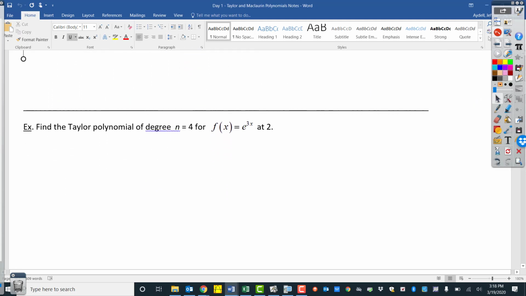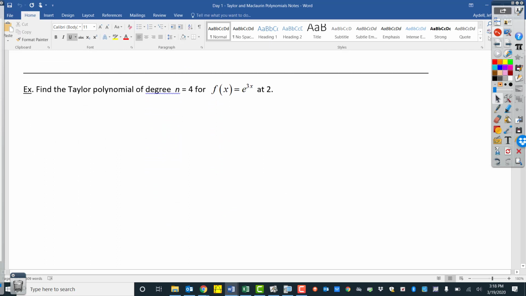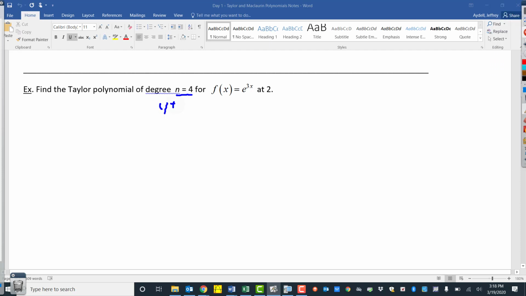This time we have the nth degree Taylor polynomial with n being 4 for f of x equals e to the 3x at 2. Now this one doesn't give us much information, but a few things it does tell us. N is equal to 4, which means we're going to do the fourth derivative. Once again, bear with my writing. And we're centered at 2, so this is what c is equal to. So we first need to do the fourth derivative, and then we need to set up our equation.